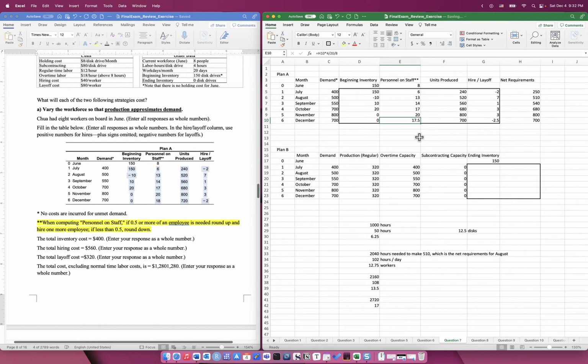But I see an issue here. If you round it up, which is 18 people, that will give you... Rounding up is part of this requirement, which is something I would consider doing. However, in doing this, you are creating 20 excess inventory, which conflicts with this requirement that ending inventory is 0. That's a little tricky, but if you look up the solution, 18 is the way to go. So I'm just going to go with 18 here.